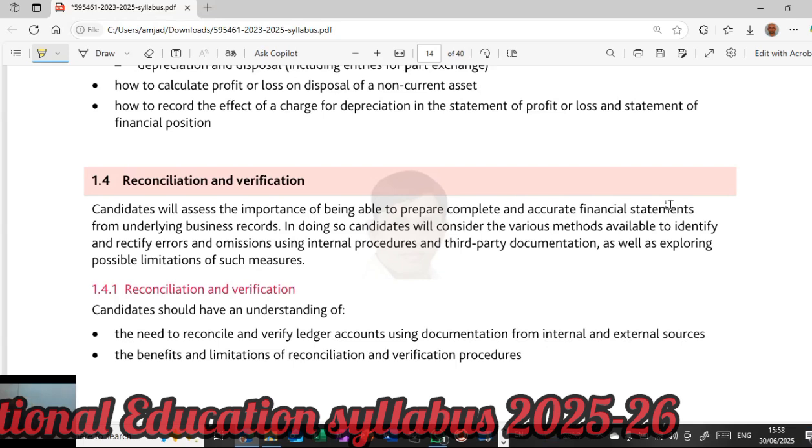Coming to the next topic, 1.4, reconciliation and verification. We will discuss this topic in various subtopics because there are many concepts related to it. You should understand how to reconcile and verify ledger accounts using documentation from internal and external sources, and the benefits and limitations of reconciliation and verification procedures.